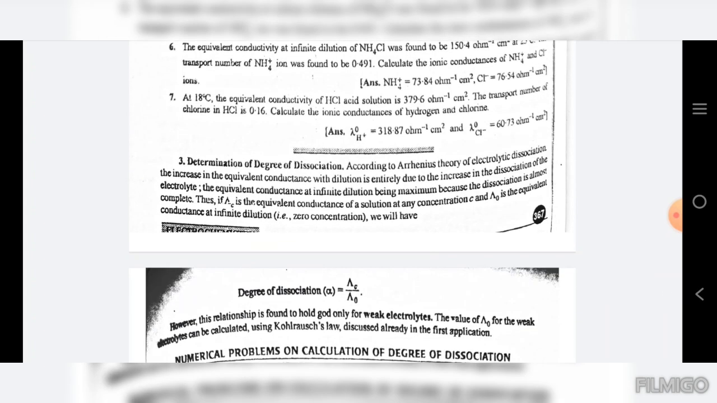Determination of degree of dissociation. According to Arrhenius' theory of electrolytic dissociation, the increase in the equivalent conductance with dilution is entirely due to increase in the dissociation of the electrolyte, the equivalent conductance at infinite dilution being maximum because the dissociation is almost complete. Thus Λc is the equivalent conductance of a solution at any concentration C and Λ∞ is the equivalent conductance at infinite dilution.